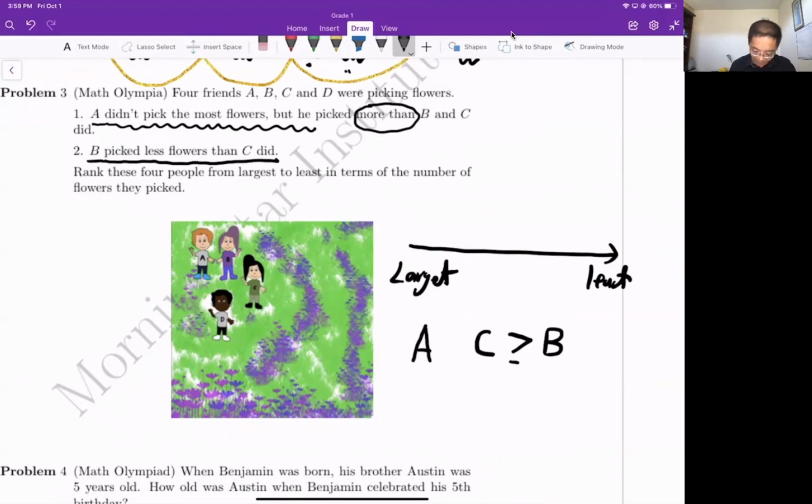Now, how about D then? We kind of know the positions of A, B, C. Because A did not pick the most flowers, A is not the largest. And B and C are less than A, so the largest has to be D. So D picked the most flowers. So D is more than A, A is more than C, and C is more than B. And this is the correct ranking from largest to least.